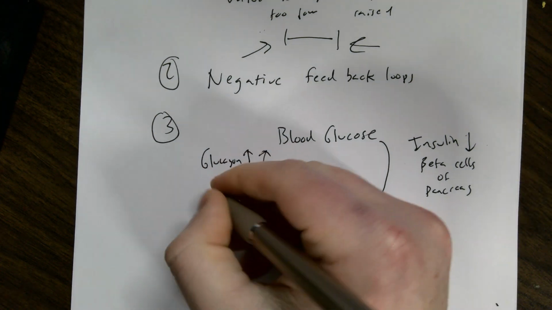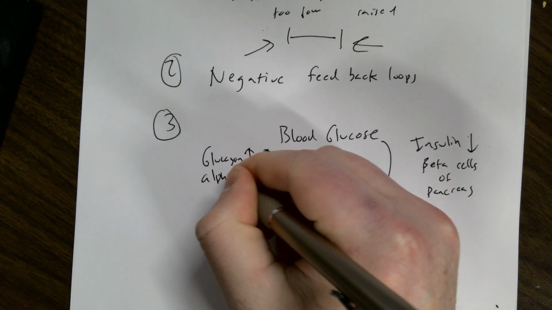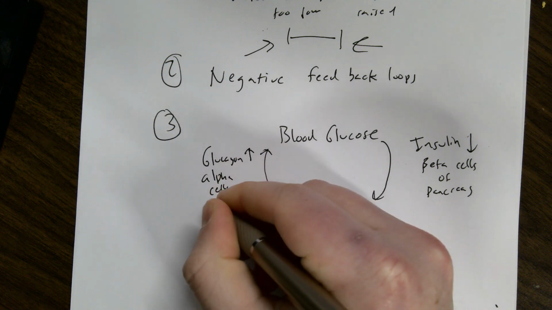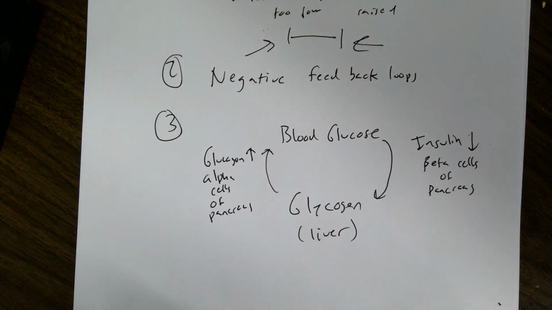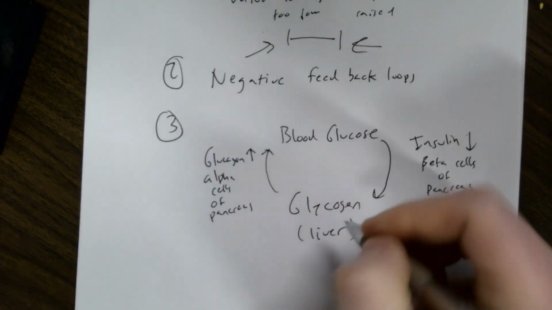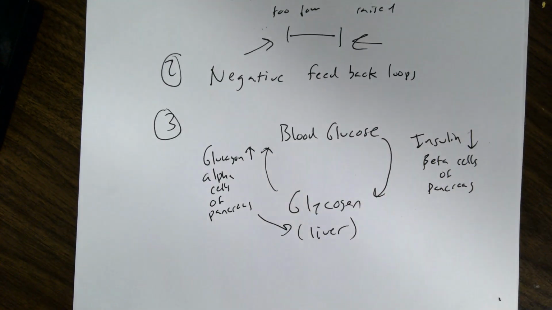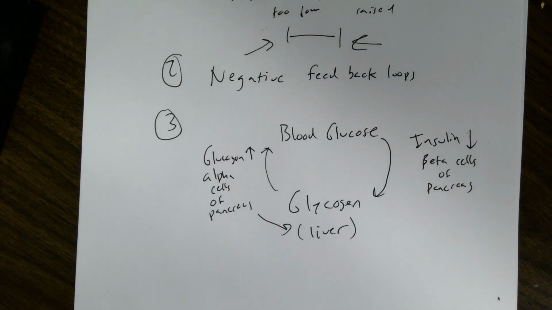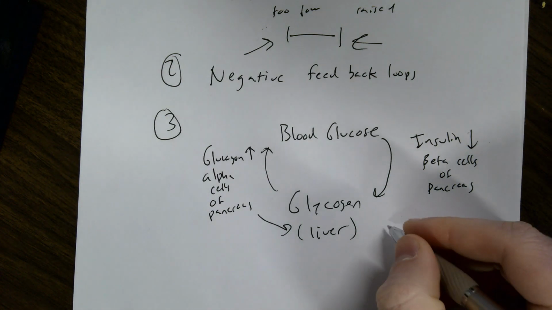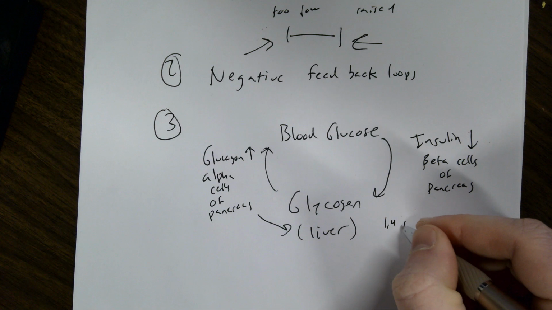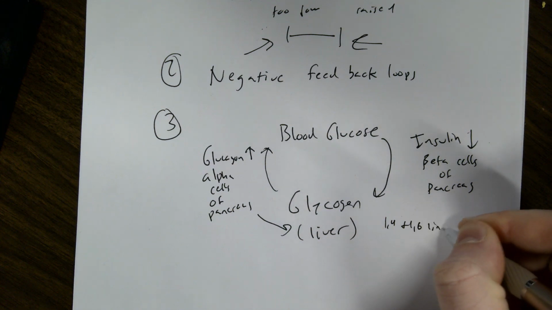Glucagon will raise it. Glucagon is coming from the alpha cells of the pancreas. It acts right on the liver to raise the blood glucose levels by releasing that extra stored glucose that's being stored as glycogen. Remember, glycogen is 1,4 and 1,6 linkage glucose.